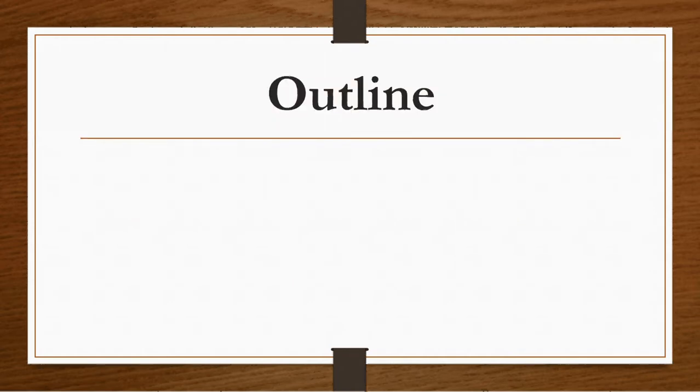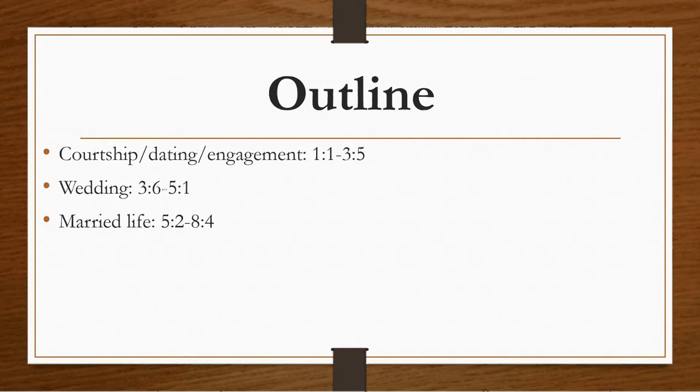Just as a reminder, this is the outline here. It has three basic main sections. The first section is the courtship, or the dating, or an engagement, however you want to say that. That's 1:2 through 3:5. Then there's the wedding, the actual wedding process itself, which is 3:6 through 5:1, and then married life is from 5:2 to 8:4. Then it has a little conclusion, but we'll get to that when we get to the end.